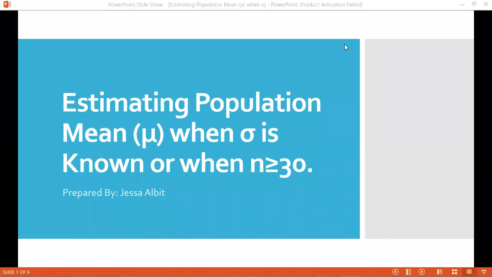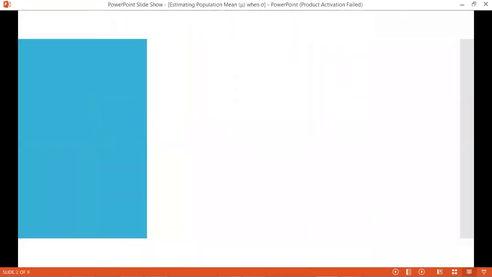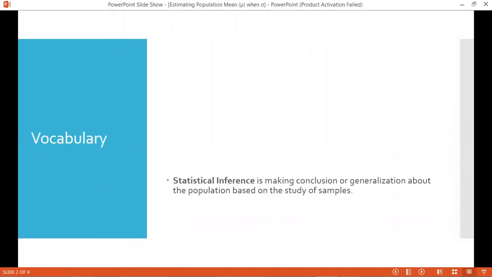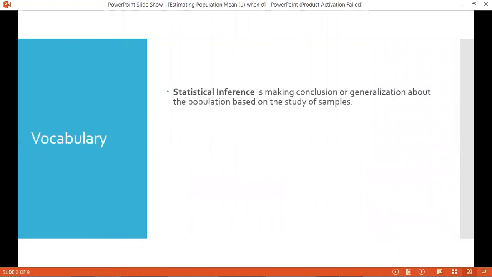Hi kids! For today's session, we'll be estimating the population mean when the population standard deviation is known, or when n is greater than or equal to 30. So let's have some vocabulary first.